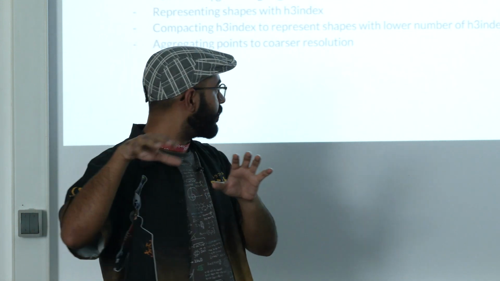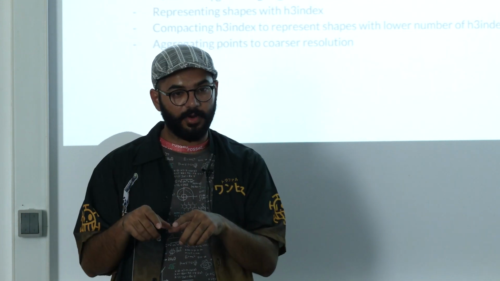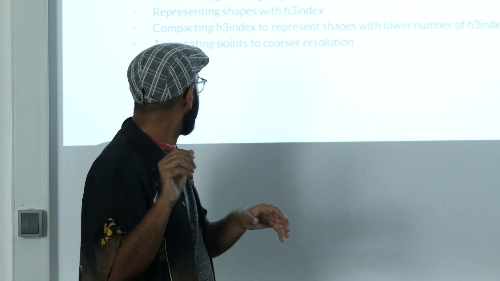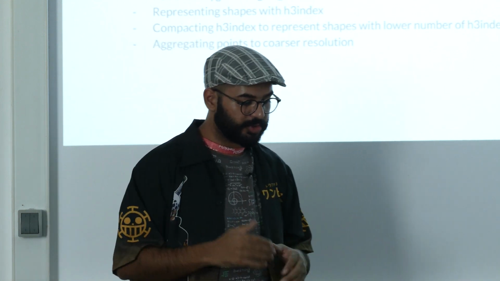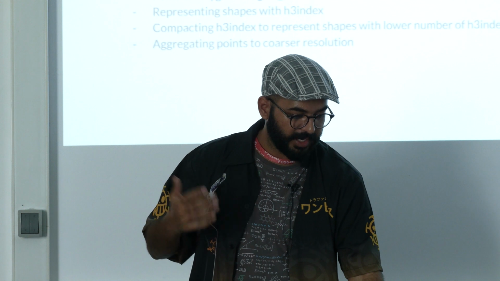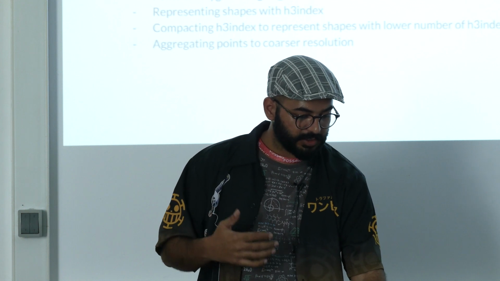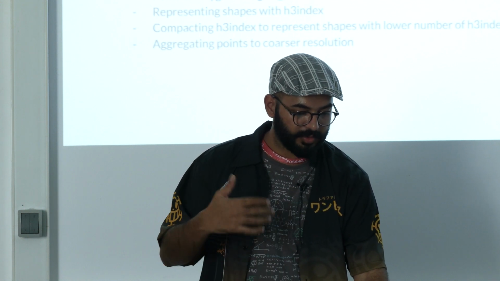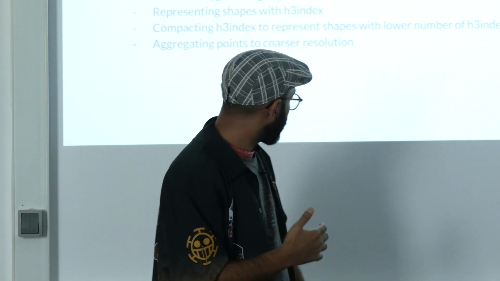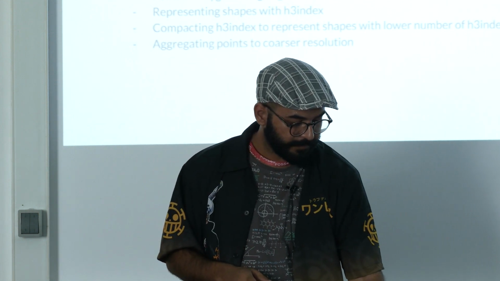Then the second shape that we saw, with the smaller number of same H3 indexes, you can represent that. And then aggregating points to a coarser resolution, how that helps, and how we can have much faster queries in Postgres by aggregating the data points, right?